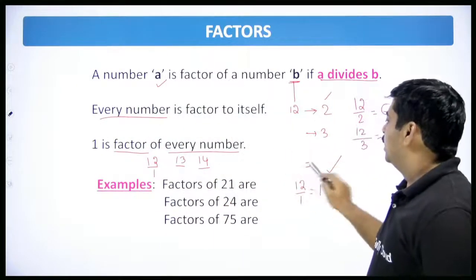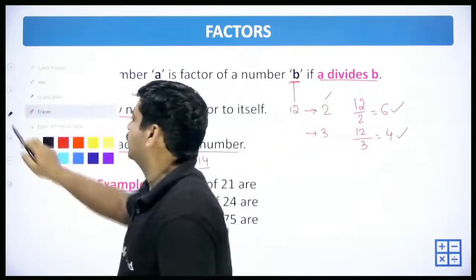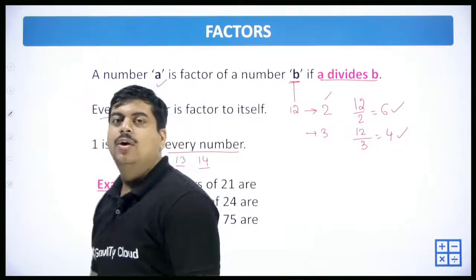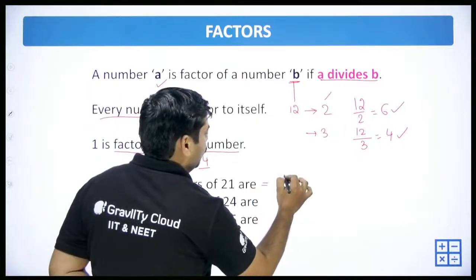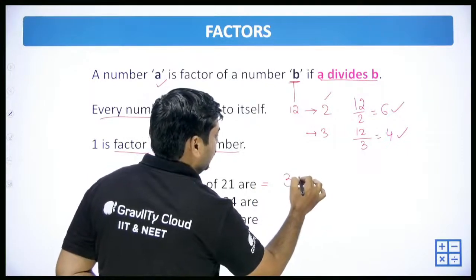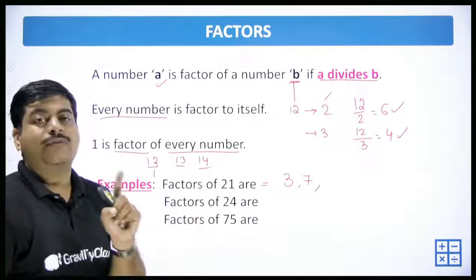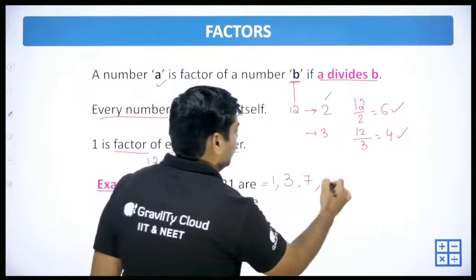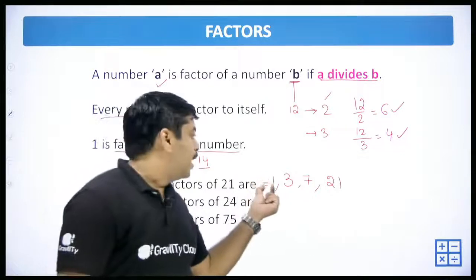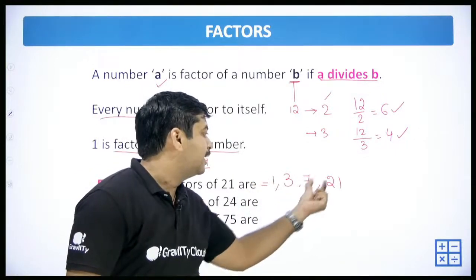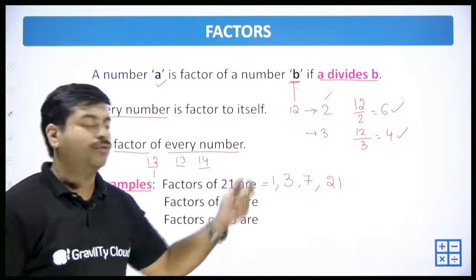21, I can say it is 3 times 7 or 7 times 3. See here, factors of 21, we can write 3 into 7. So 3 will come, 7 will come. 1 into 21. Even 1 and 21 are also the factors. 1 into 21, 3 into 7, 7 into 3, 21 into 1. All these numbers will give you 21. So these are the factors of 21.